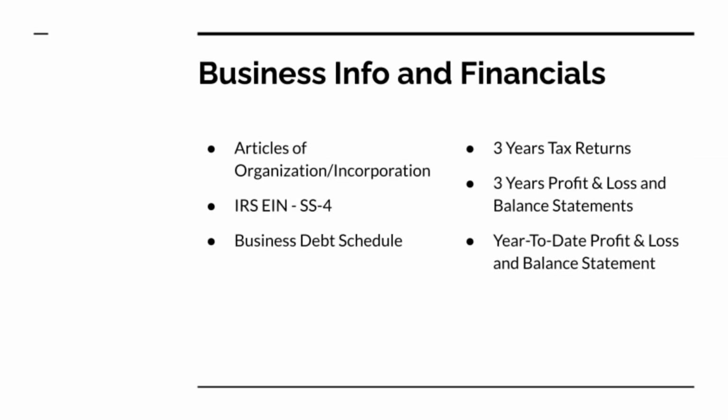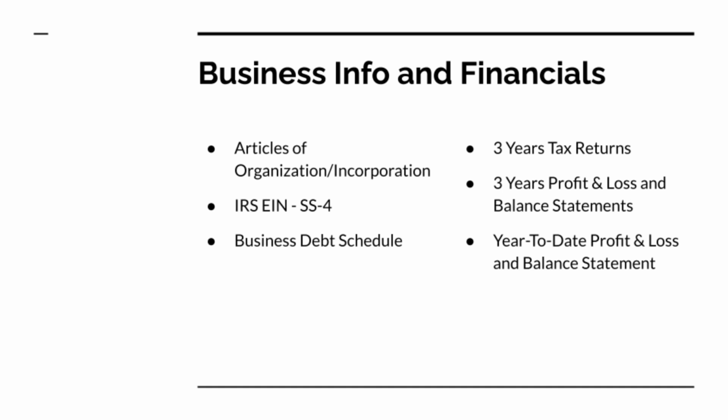Then they'll start asking for business information. The SBA does not like startups, so they're assuming you have been in business for at least a couple of years. They're going to want to see the articles of organization or incorporation, whatever your state calls it. They basically want to see when your company was registered with the state to get the initial date of when it started. Some SBA lenders are more lenient to startups, but for the most part, they want to see some kind of established history. Along with that, they want the IRS Employer Identification Number, which is the SS4 form, and the business debt schedule, a list of all the debt the business currently has.